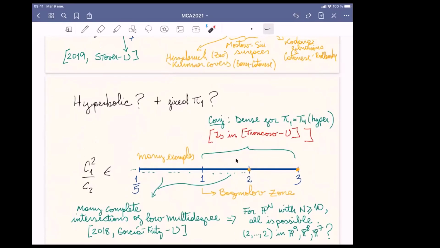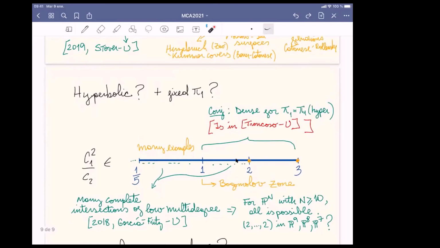So I have 1/5 and 3, and we had the conjecture in the same paper with Troncoso that it might be possible to prove that they are dense, hyperbolic, in 1 to 3, and with the fundamental group of any hyperbolic surface that you want to fix. So the technique that we use would allow us to prove that if you can prove a small technical detail that appears in the paper at the end, which is available on the arXiv.